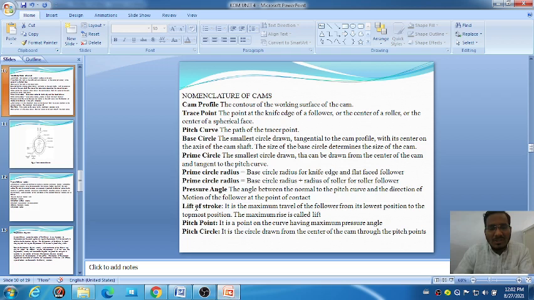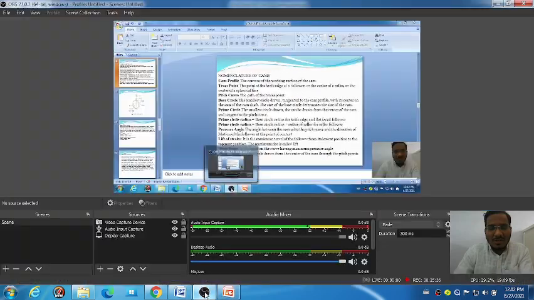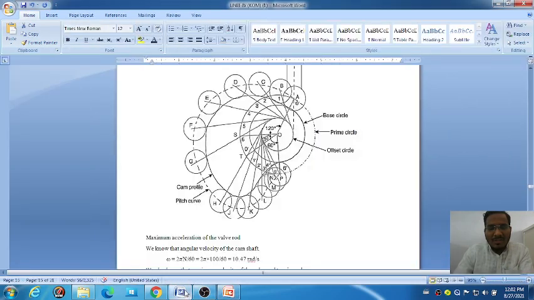The next one is the base circle. The base circle is the smallest circle drawn tangentially to the cam profile with its center on the cam axis. Okay, that is the base circle. The base circle is the smallest circle of the cam, and the diameter will be given in the question, so you can easily draw the base circle diagram.